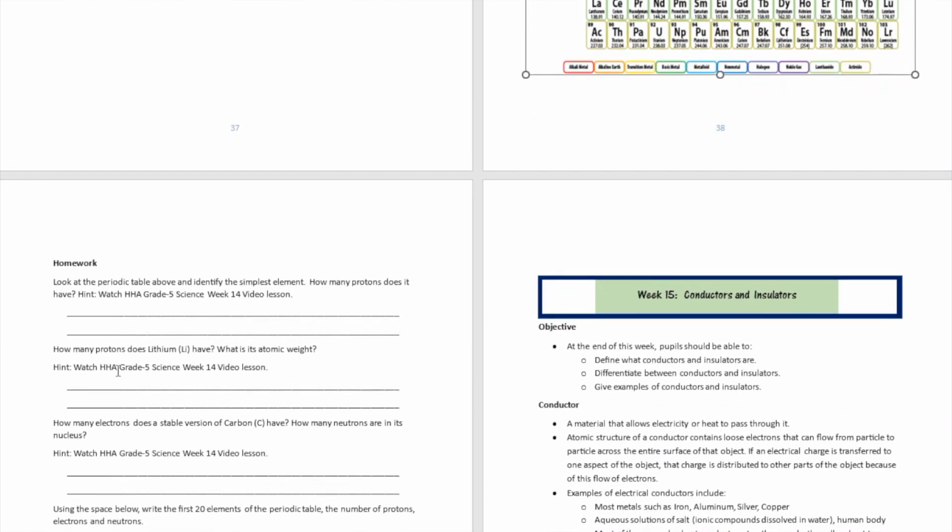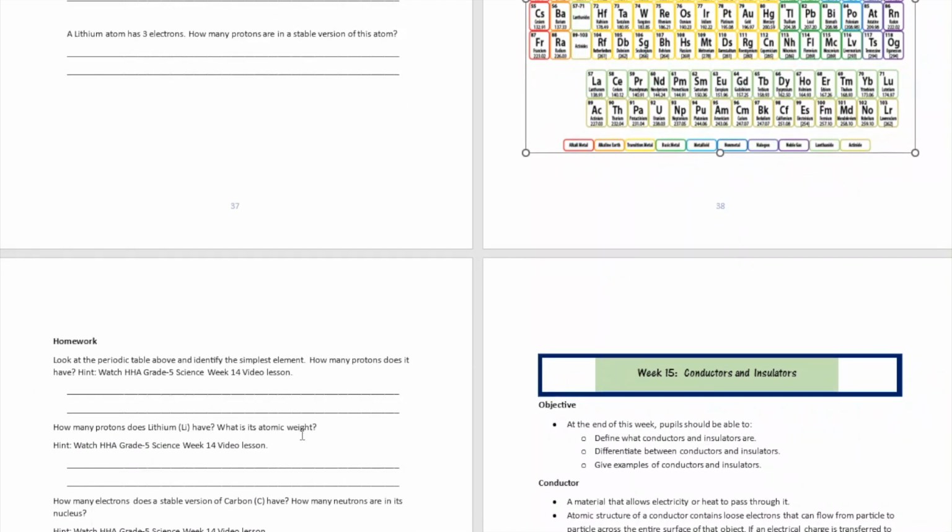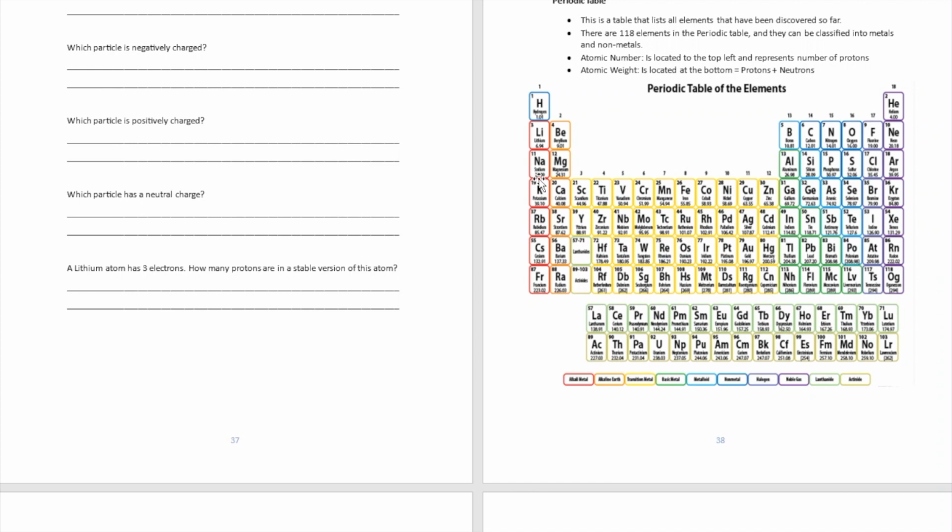So question number 2, how many protons does lithium have? You're going to look for lithium, which is Li. Lithium is going to have 3 protons, and that's equivalent to its atomic number. All right, so they're asking us what is the atomic weight. The atomic weight is equivalent to 6.9. Just like that. That's the atomic weight.